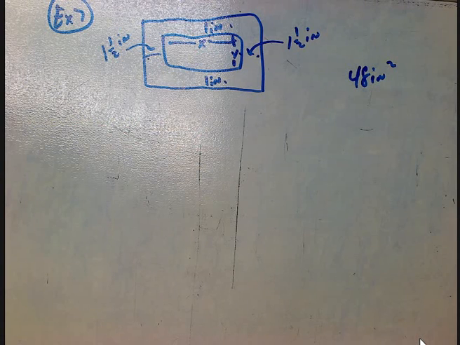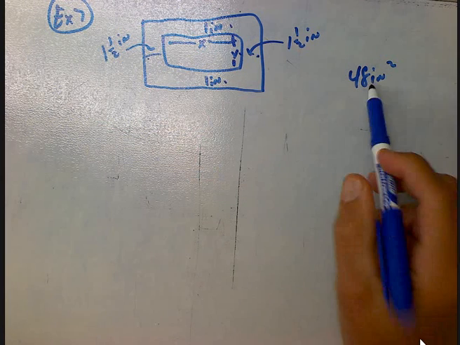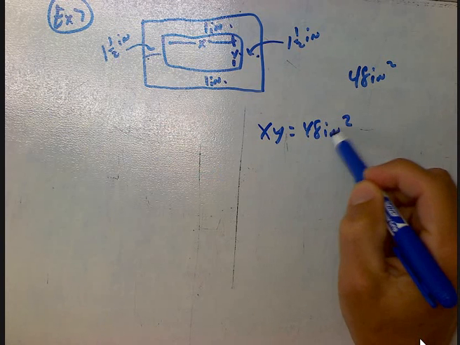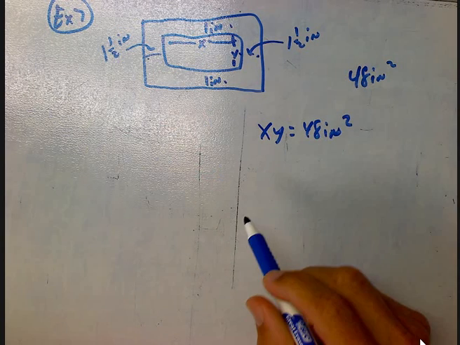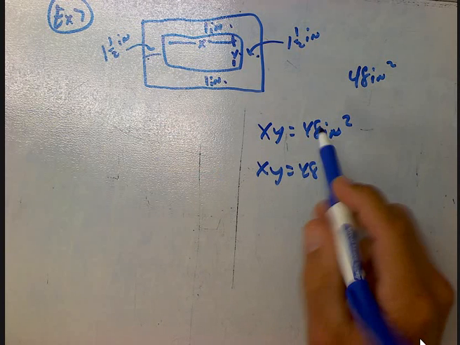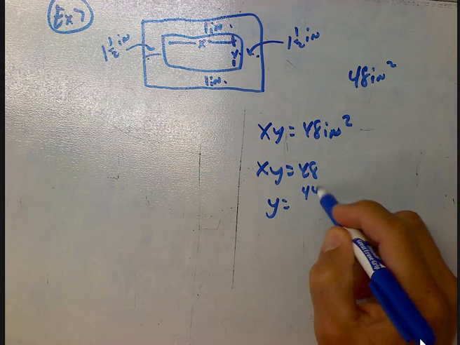So to start out with, the area of the printed region is going to be 48 square inches, so we're going to go X times Y equals 48 inches squared. Okay, and that's the printed area. If I solve that for Y, I get Y equals 48 divided by X.